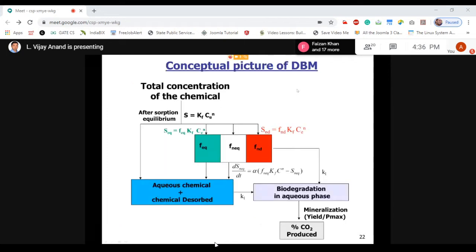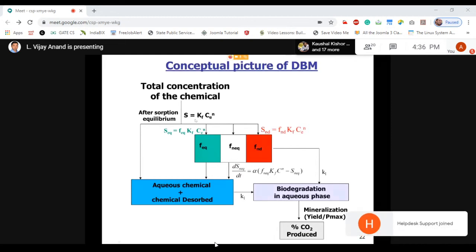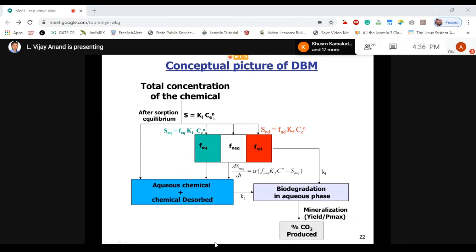Here is a conceptual picture of this DBM model. Given the total concentration of pesticide, it partitions between the solid phase and the liquid phase, related by the Freundlich isotherm parameters. This is divided into three phases. The equilibrium fraction is related by the Freundlich equation. FNEQ is the rate-limited sorption and desorption, related by the alpha parameter and the amount expected to be adsorbed at the non-equilibrium fraction, given by the gradient. SND is the non-desorption fraction. The aqueous phase chemical, and chemical desorbed from the non-equilibrium fraction, is degraded following a first order degradation rate constant, K1. The amount mineralized into carbon dioxide is related by the yield coefficient, Tmax.